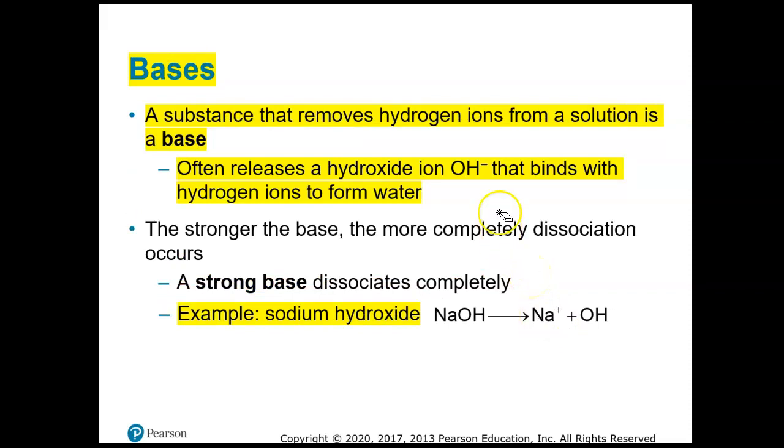Bases release hydroxide ions, OH minus ions, and they can also remove hydrogen ions. So instead of adding hydrogen ions to a solution, they can remove hydrogen ions. That's a base, okay? So here's a strong base, and when sodium hydroxide is completely dissolved in water, then all of it splits up into sodium ions and hydroxide ions. It's probably important that you know OH minus is called hydroxide. Here it is right here. Hydroxide ion, whereas a hydrogen ion is H+.